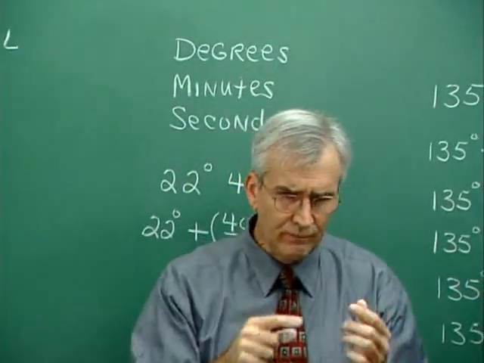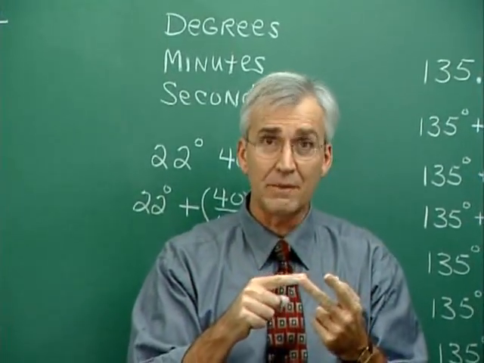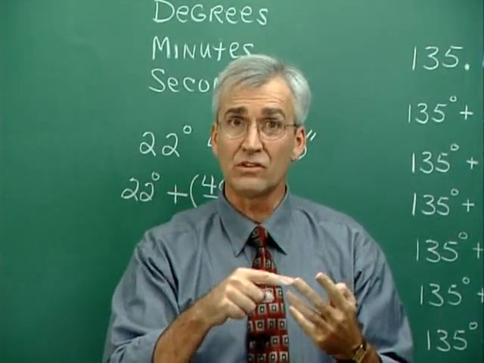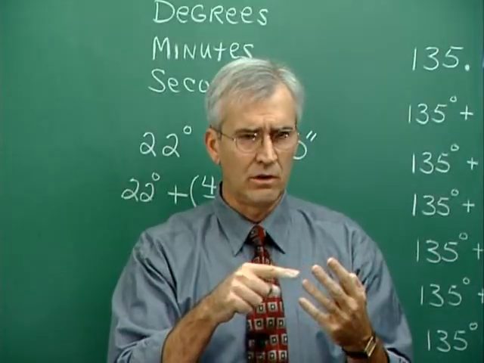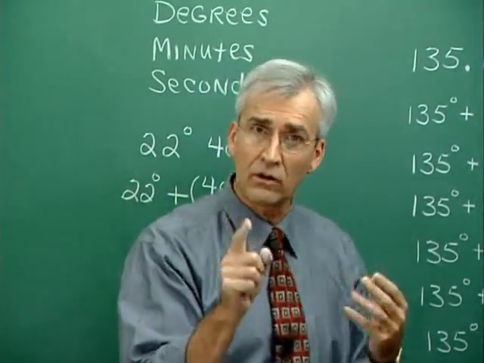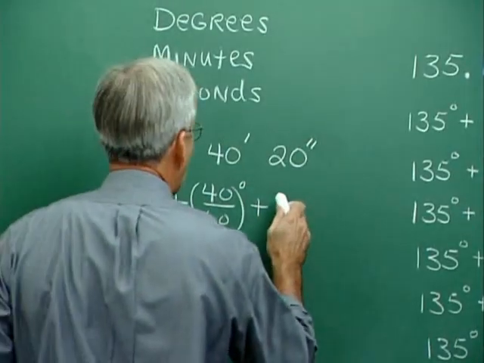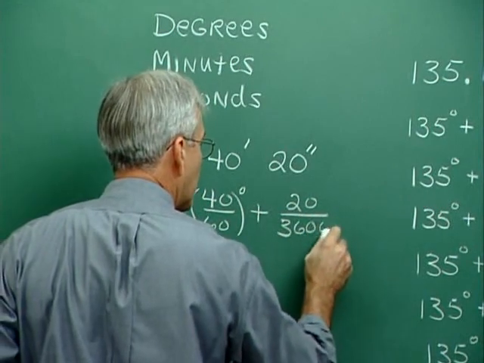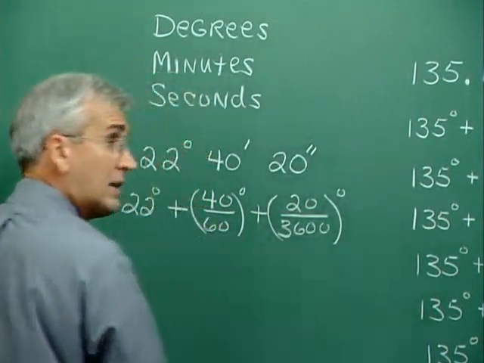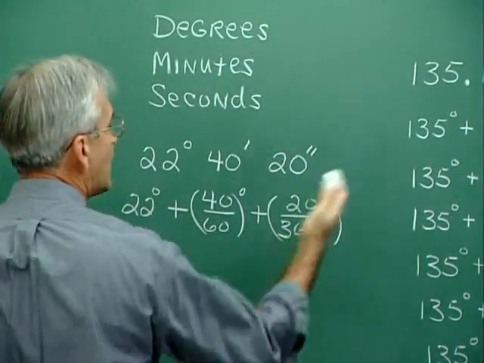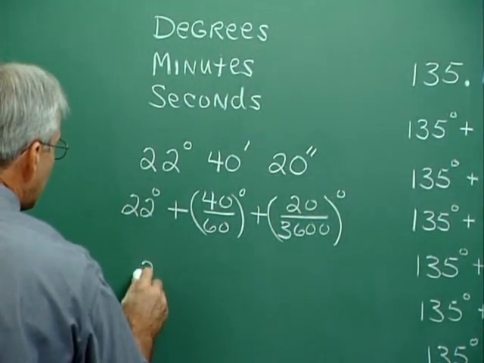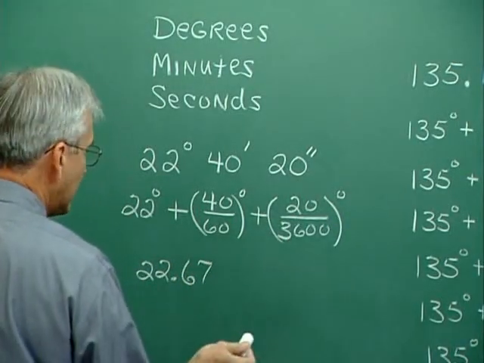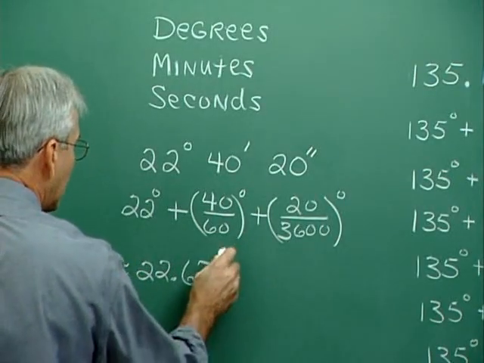A second is 1/60th of a minute, but a minute is 1/60th of a degree. So 1/60th of 1/60th, that's 1 over 3,600 of a degree. That's what each of those seconds are. So what we have to do here is say that this is 20 over 3,600 for the number of degrees. Now you change this into decimal form with the calculator, and you find this to be 22.672222 and so on. But rounding to the nearest hundredth, it's this many degrees.